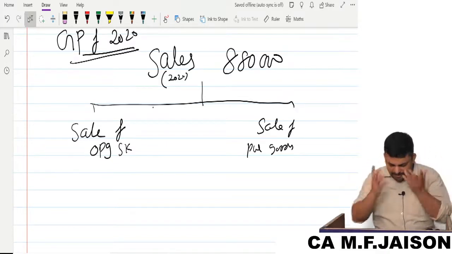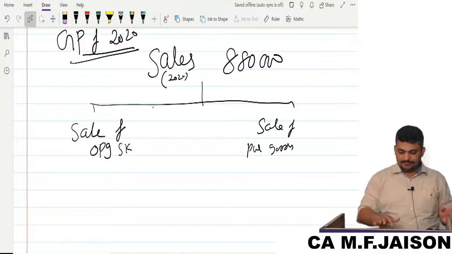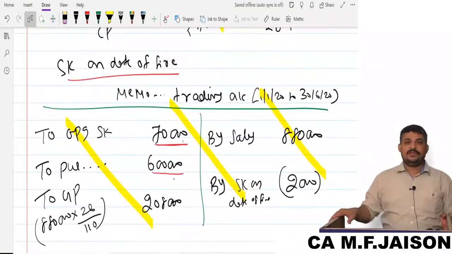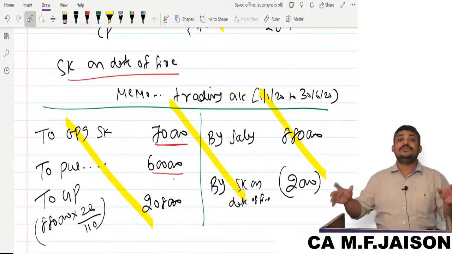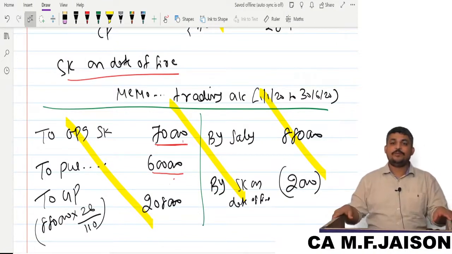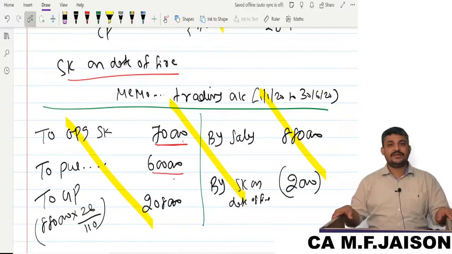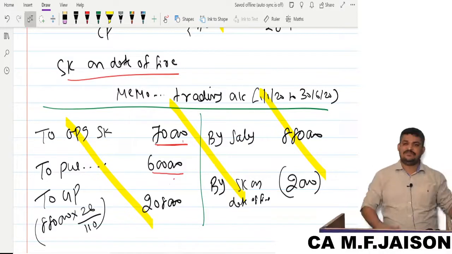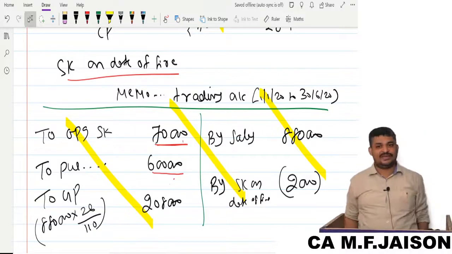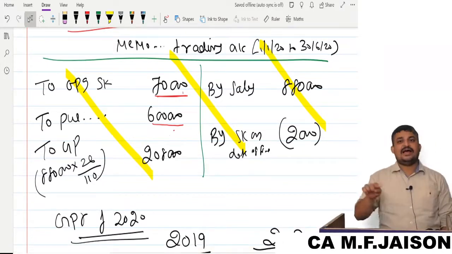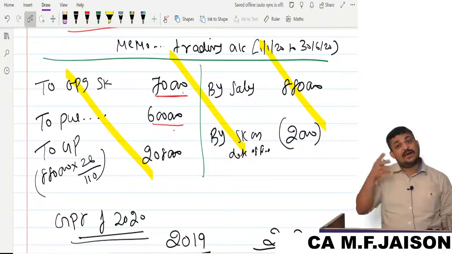Sir, I am not understanding. Very simple. In this year, sales have happened, no? The sale will happen firstly out of which stock, opening stock or purchased goods? Opening stock, the old stock. That I will normally sell. First came goods, first sold. So first we will identify the sale of opening stock.